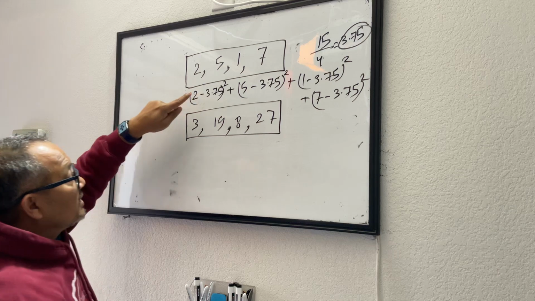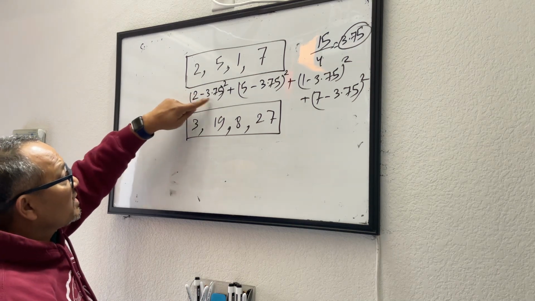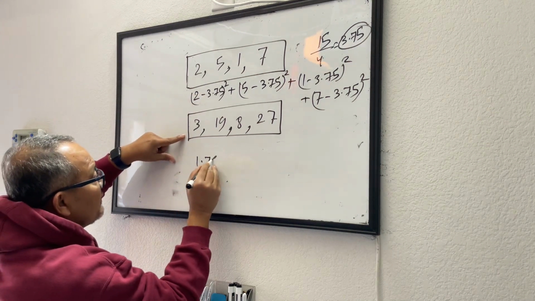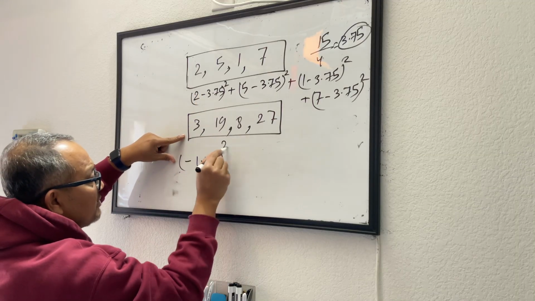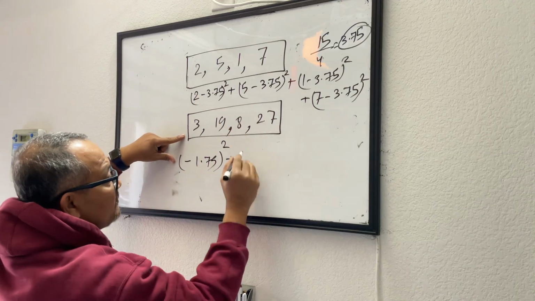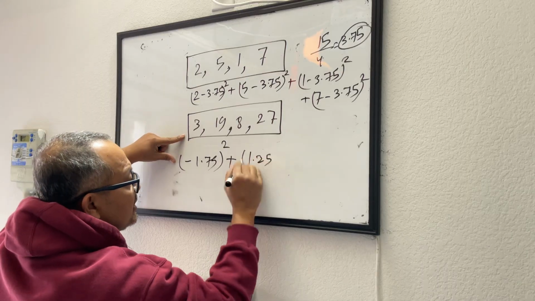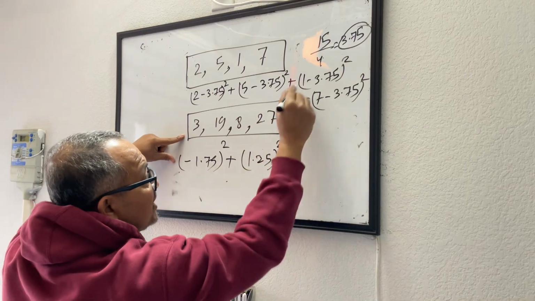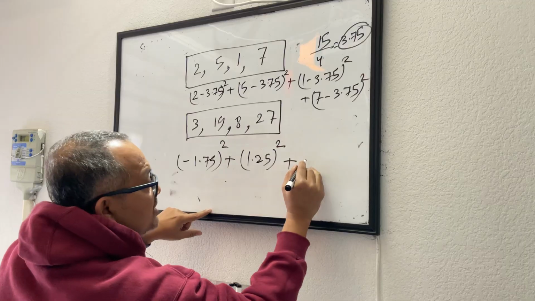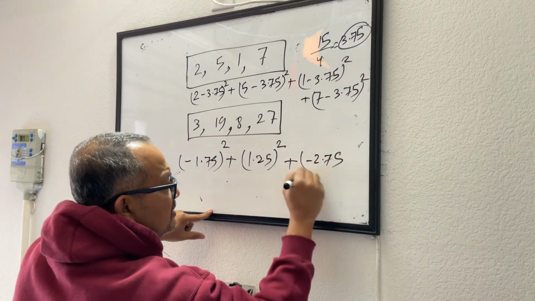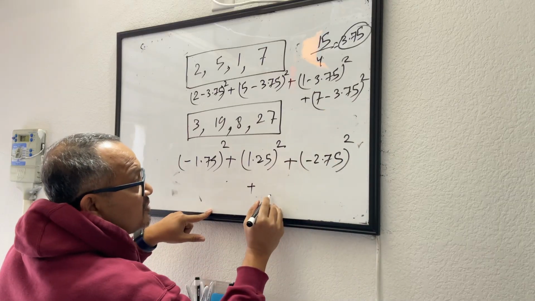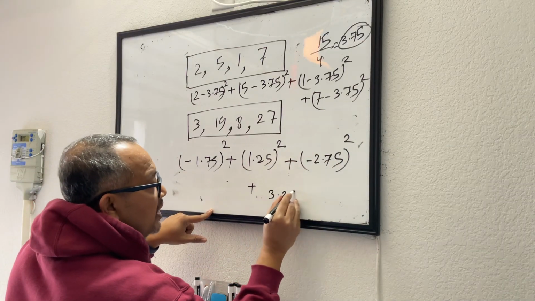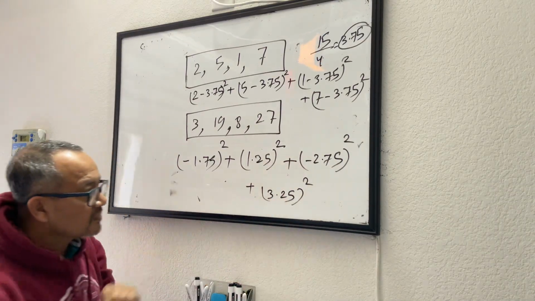Okay, let's see how much we got. 2 minus 3.75, that is minus 1.75, square of that. 5 minus 3.75, that is 1.25, square of that. Plus 1 minus 3.75, that is minus 2.75. Do a square of that. Plus 7 minus 3.75. So this will be 3.25, square of that.